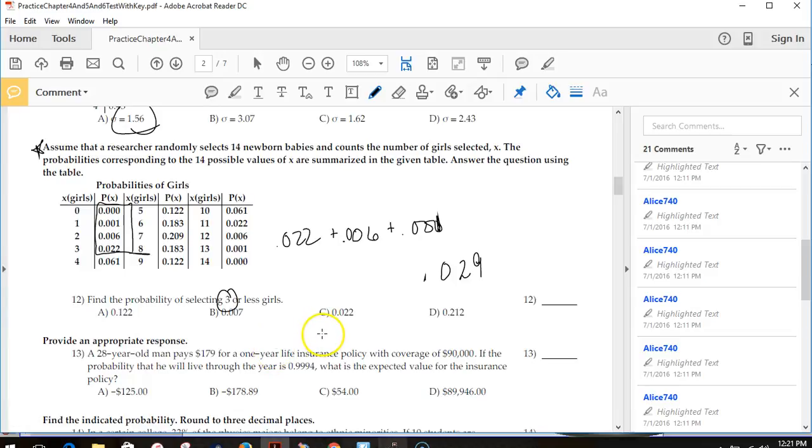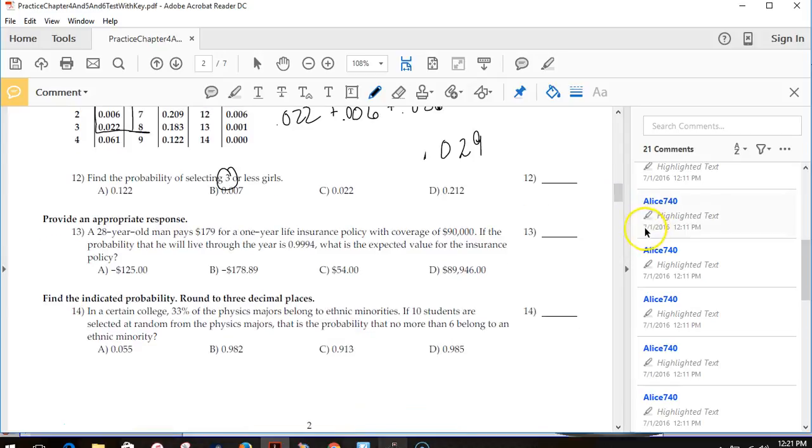A 28-year-old man pays $179 for a 1-year life insurance policy with a coverage of $90,000. So if the probability that he's going to live through the year, because stats is so upbeat, is 0.9994, what's the expected value for the company? So the probability that he's going to live is 0.9994. So that means, unfortunately, not live is going to be 0.0006. So there is a very high chance that they're going to get to keep this guy's $179.